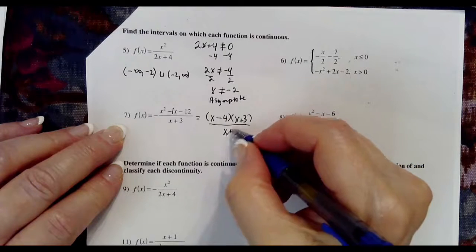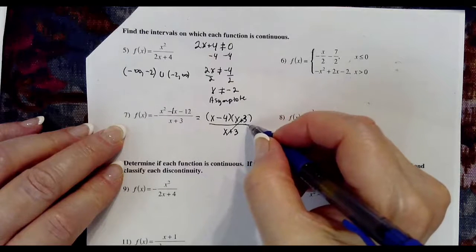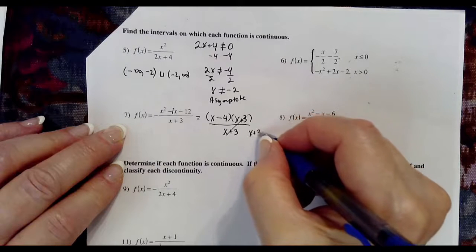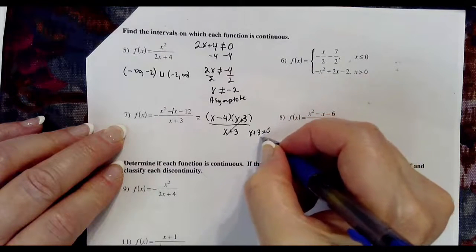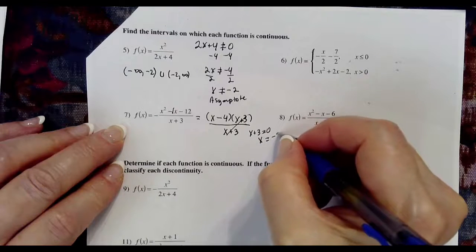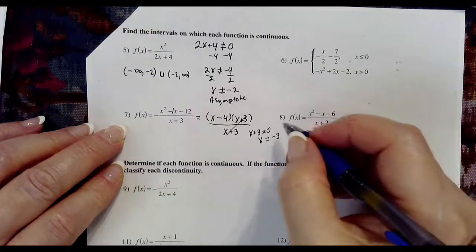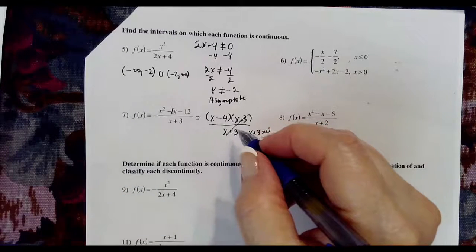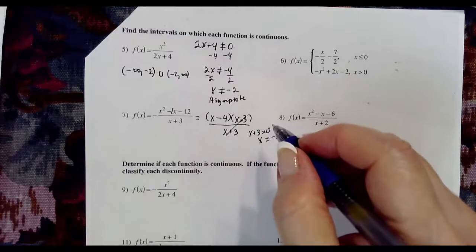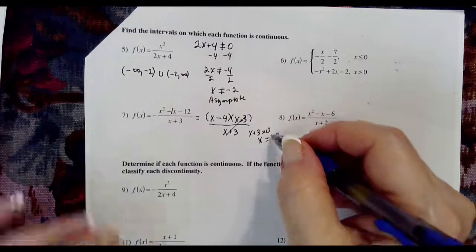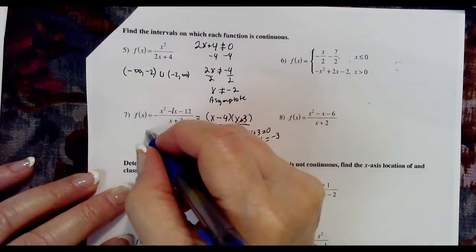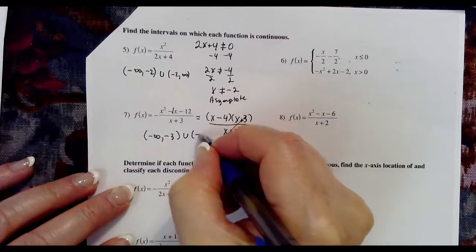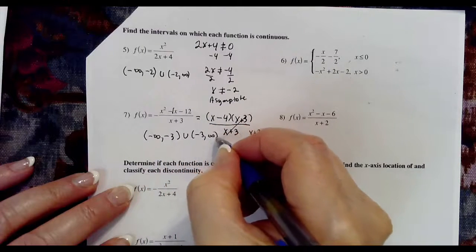So when I cancel this out, this is going to give me a what again? It's going to give me a hole. So my x plus 3 cannot be 0. It's going to give me x as a hole at -3. So we'll come back and get that in a second. So our place where it stops being continuous now is the -3. So we're going to have the interval from -infinity to -3, union from -3 to infinity.